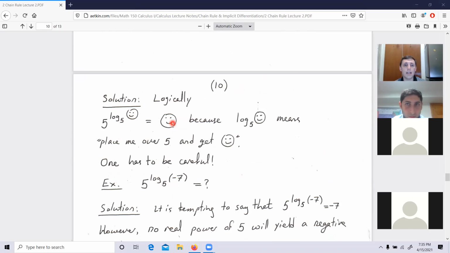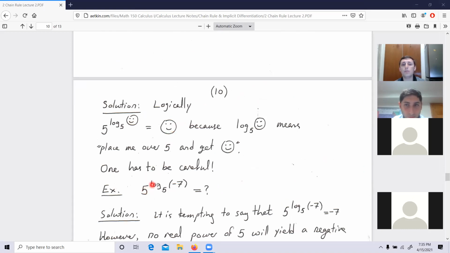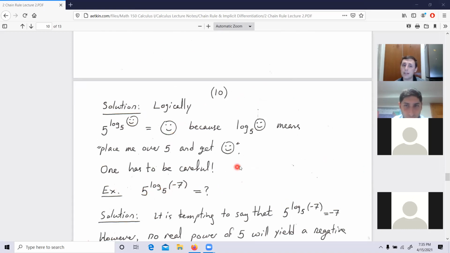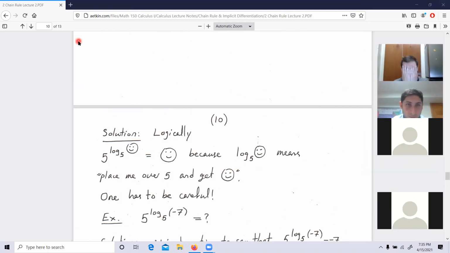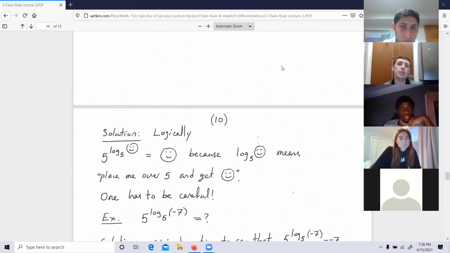So, for instance, guys, of course you have to be careful. What is 5 to the power of log base 5 of minus 7? Yes, should be minus 7, except that log base 5 of minus 7 is meaningless. There is no such thing. There is no number that would be the power of 5 that will give you a negative.